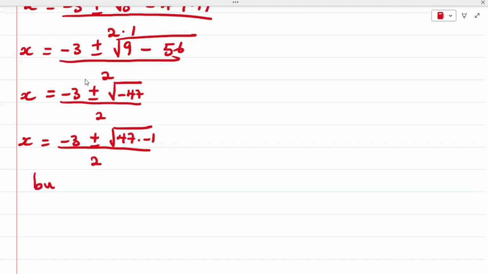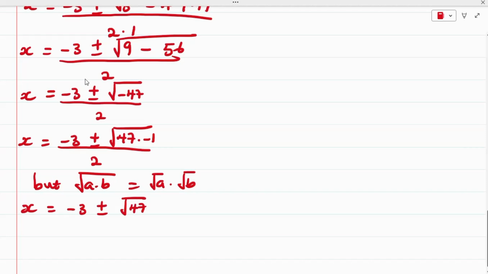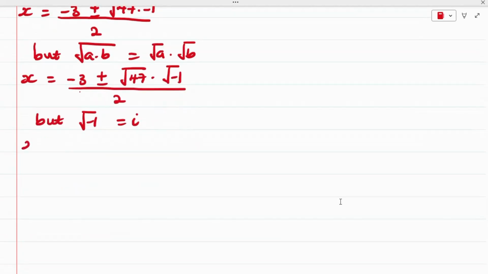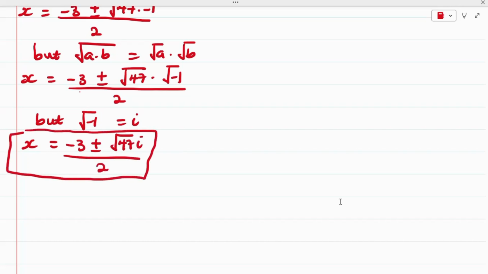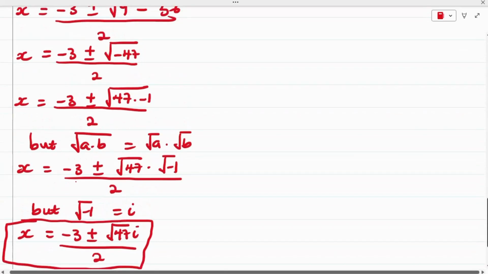But we know that the square root of a multiplied by b equals the square root of a multiplied by the square root of b. So x equals minus 3 plus or minus the square root of 47 multiplied by the square root of negative 1, divided by what, 2. But the square root of negative 1 equals what, i. So we have that x equals minus 3 plus or minus the square root of 47 i, divided by what, 2, and this becomes the value of x. So we have been able to find the three values of x.